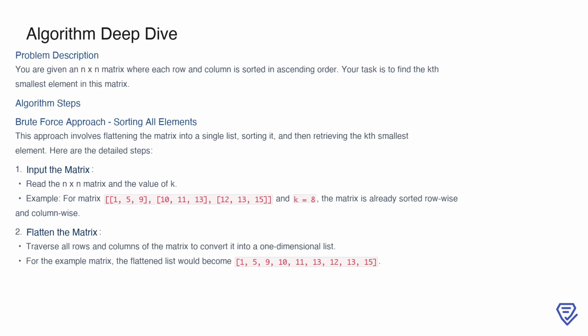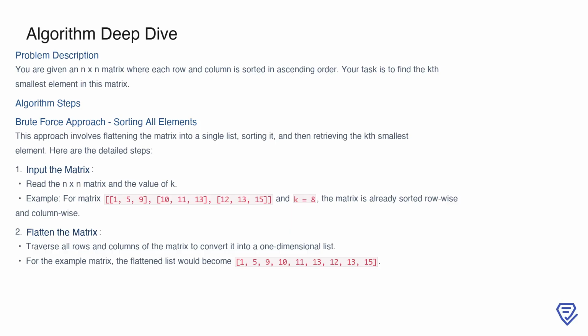To solve the problem of finding the kth smallest element in a sorted matrix, we can start by considering a brute force approach. In this method, we take advantage of the fact that the matrix is sorted row-wise and column-wise. The first step involves reading the input, which is an n×n matrix along with the value of k. For example, given the matrix [1, 5, 9], [10, 11, 13], [12, 13, 15], and k equal to 8, we observe that the rows and columns are sorted in ascending order.